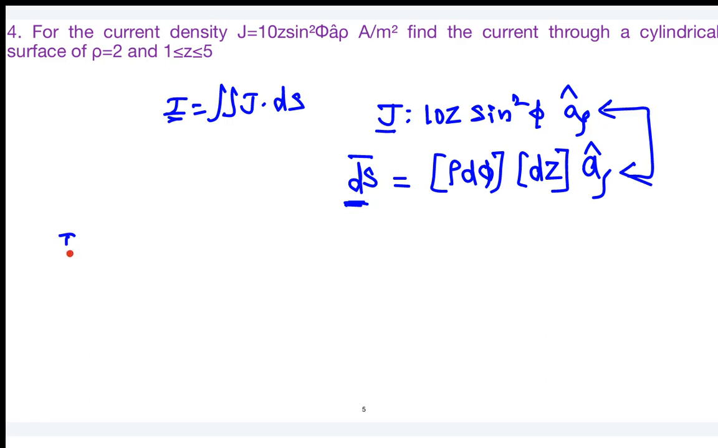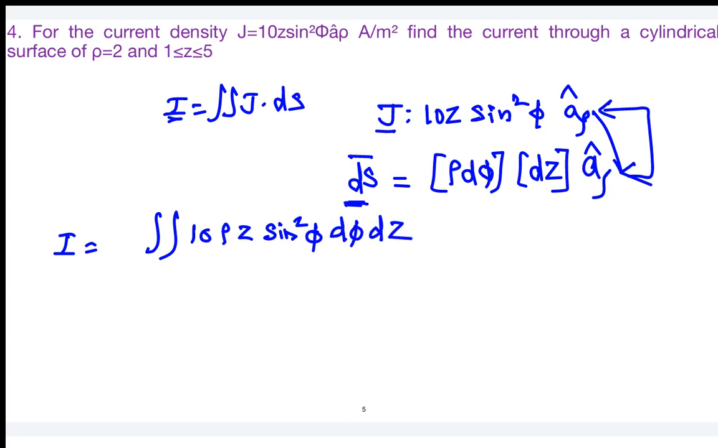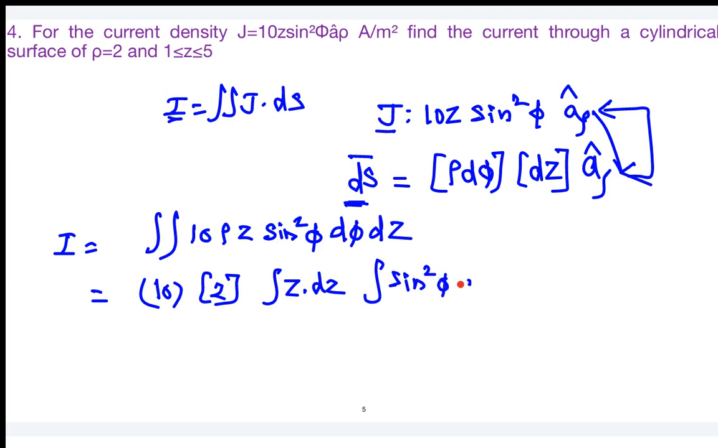So now you take the dot product. I is equal to double integral. Arho dot Arho, you forget about that. So you will get 10 rho z sine square phi into d phi into dz. Rho you take as constant because integration is with respect to phi and z. So 10 into, rho value already given, constant value it is 2, and integration of z dz into integration of sine square phi d phi.